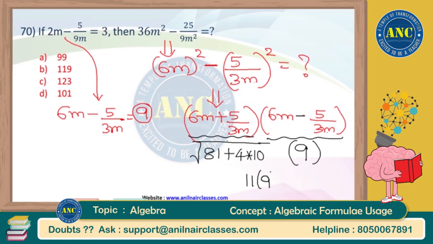Final answer is 11 into 9, which is 99. Answer for this question is 99. But please wake up, sir. Please wake up. You are all A and C students.